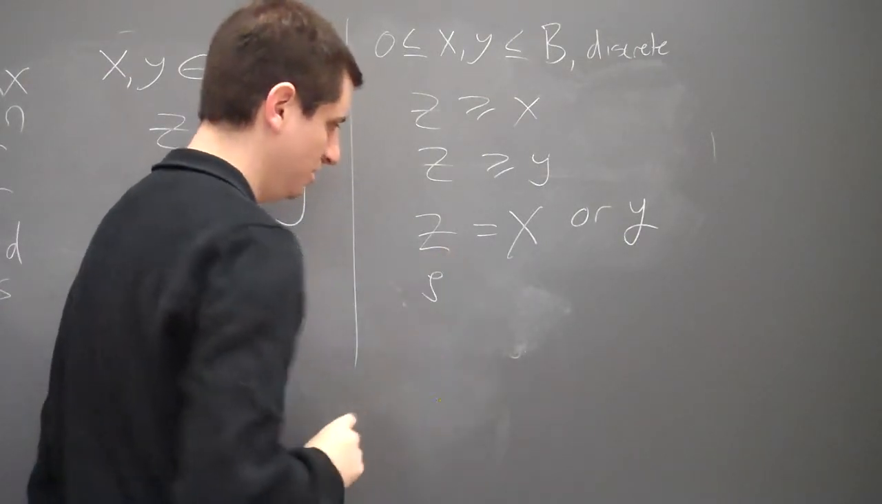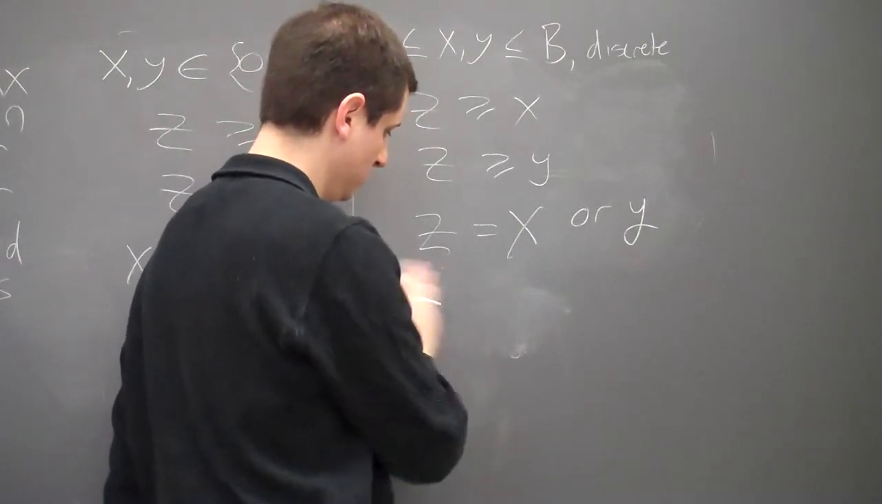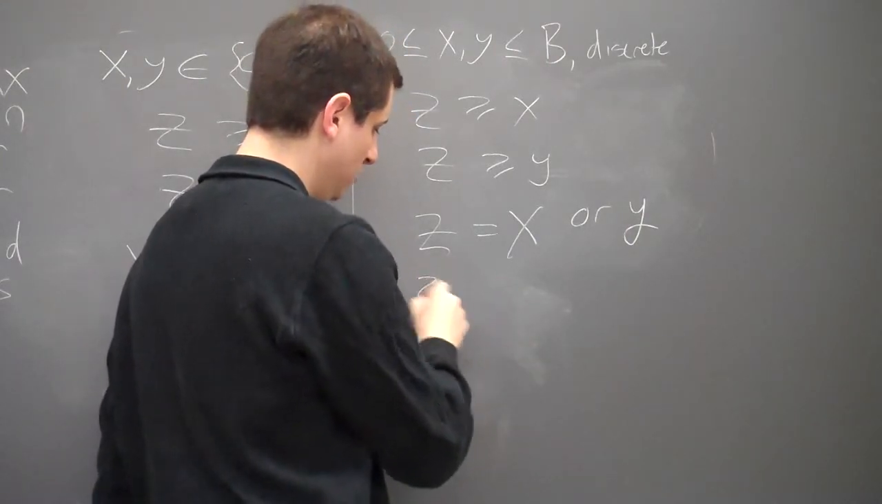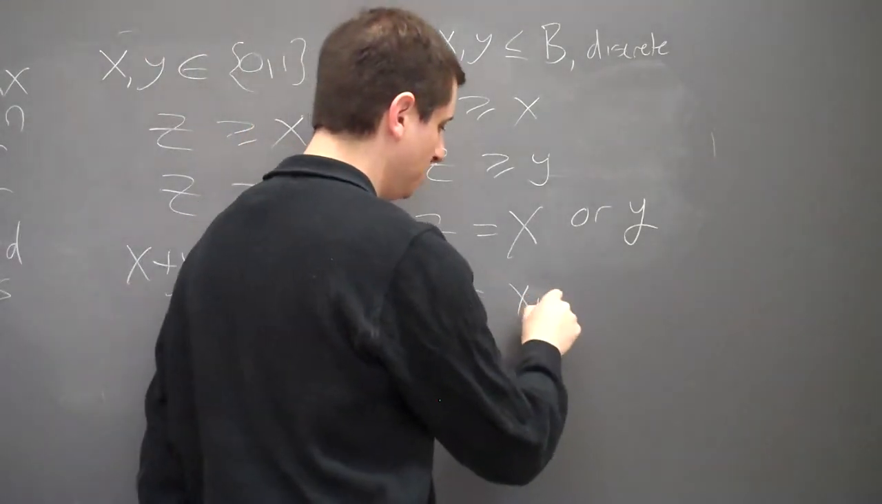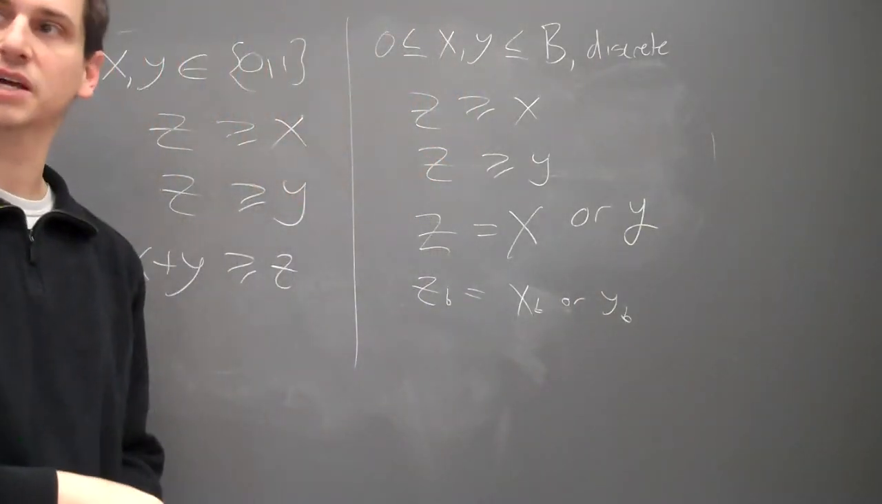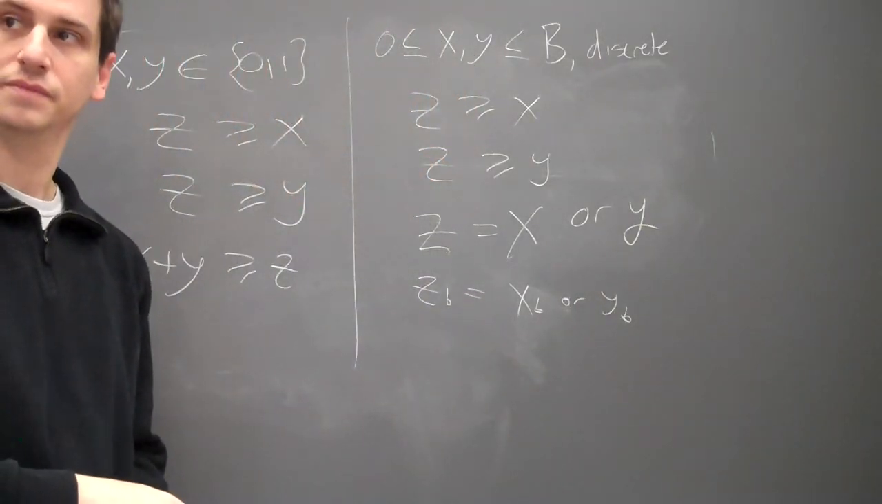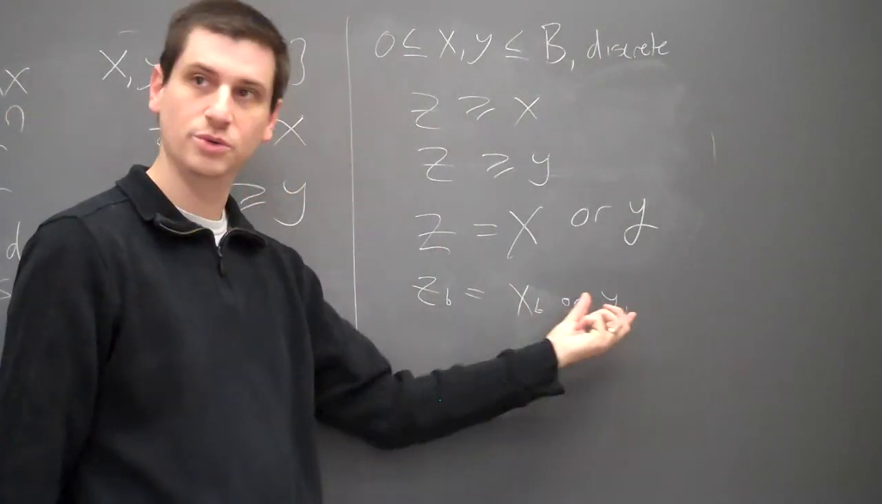I'll use zeta. Zeta. I'll do z sub b for binary. Maybe I want z sub b to be x sub binary or y sub binary, and do some kind of game like that. And then that should be enough to do it.